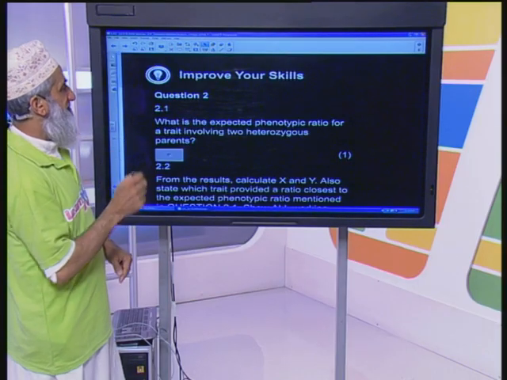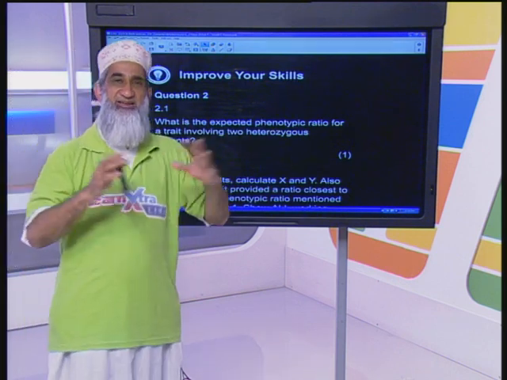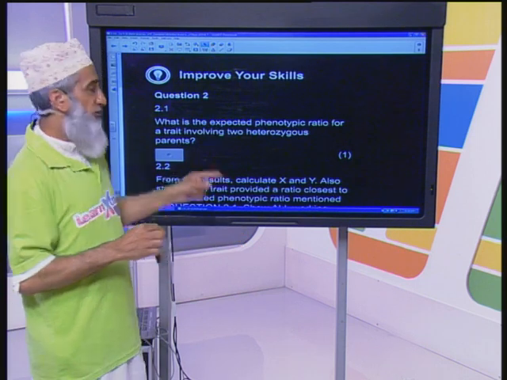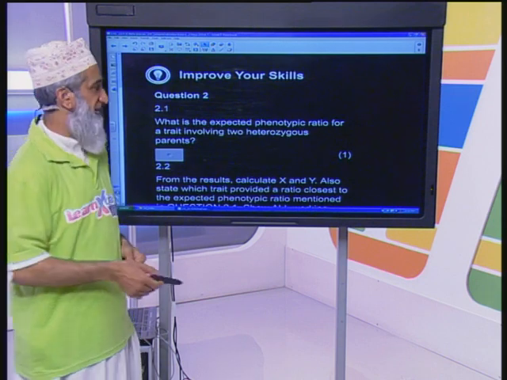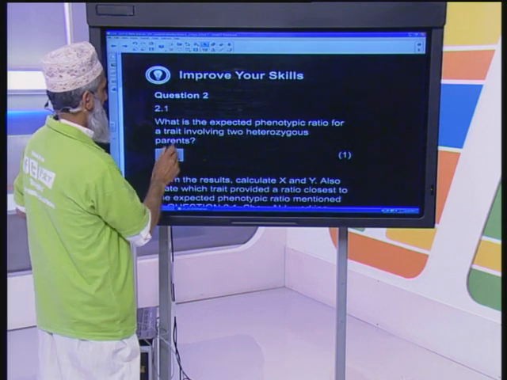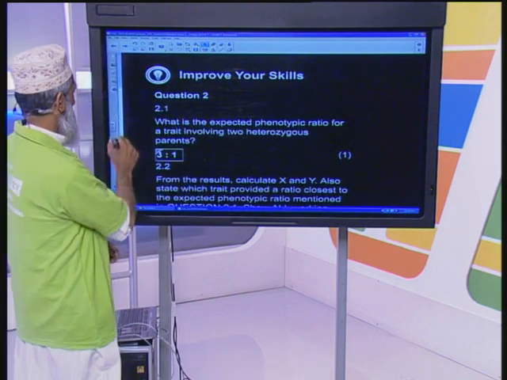What is the expected phenotype ratio for a cross involving two heterozygous plants? If we take any two heterozygous plants and want to know what the result is going to be, you can predict it. It'll always be more or less 3:1. Three of the dominant and one of the recessive.